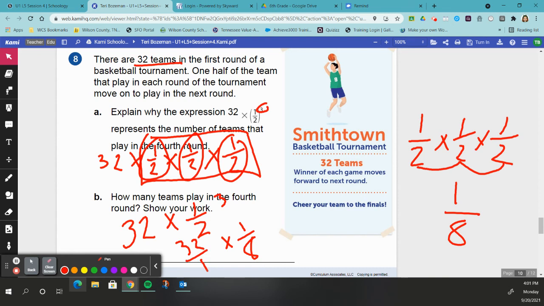We can place the 32 over 1, and then we have 32/8, and we can divide. 32 divided by 8 is going to give us 4. So 4 teams will play in the fourth round.